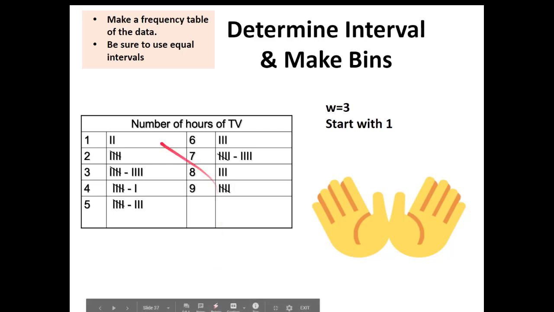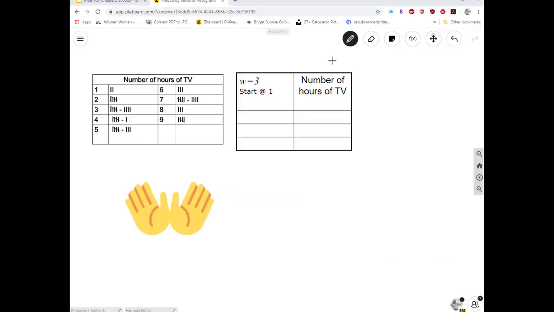So here is the same data we had just a minute ago. Here is the width. It's abbreviated by the letter W, and that equals 3. And I'm going to tell you to start with 1. So what I did here is I cut and pasted all the information into Ziteboard. I will leave the link for you in the description bar below. And here it says that it has a width of 3 to start at 1.